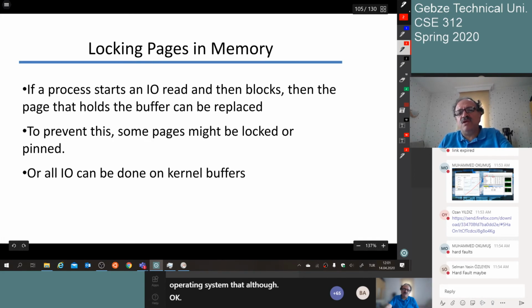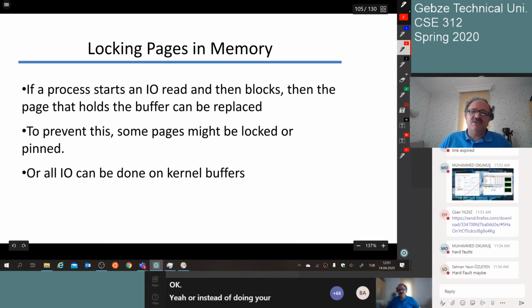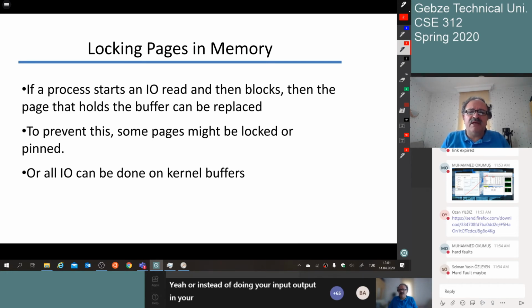Or instead of doing your input output in your user space, maybe all the input output can be done in the kernel buffer, but again, those pages should be locked, should be pinned. This is what we call locking pages in memory. And as I said before, this mechanism is not available to the end users. Otherwise, end users would say keep all of my pages in memory. That would be a bad thing.